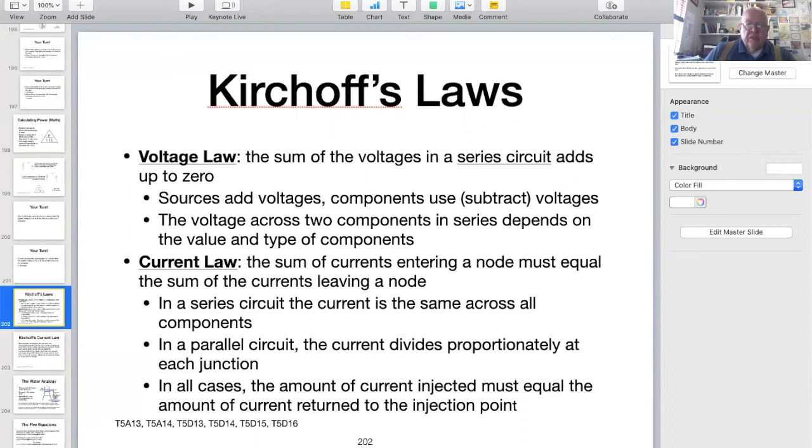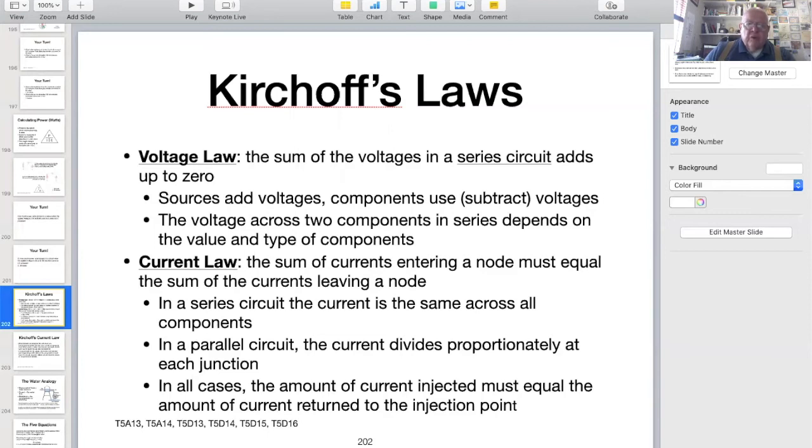Components use voltage and different components use voltage differently. So the voltage across 2 or more components depends upon the value and the type of the components. In the current law, Kirchhoff declared that whatever current is injected into a circuit, that's the amount of current that will be returned at the end of the circuit.